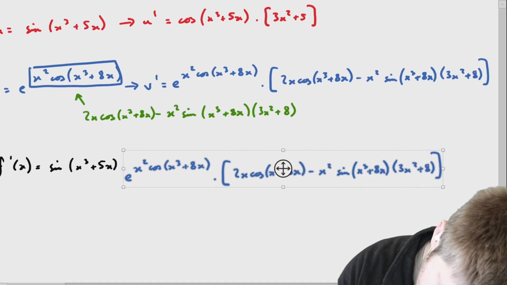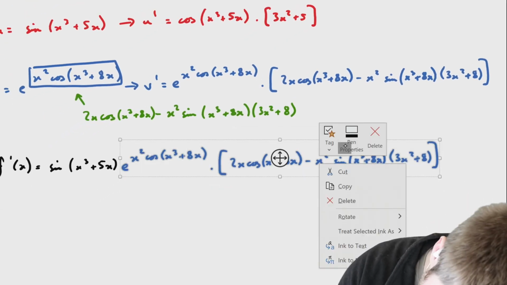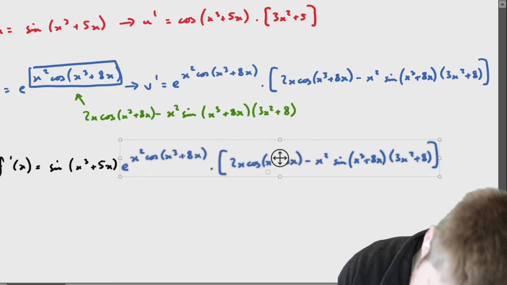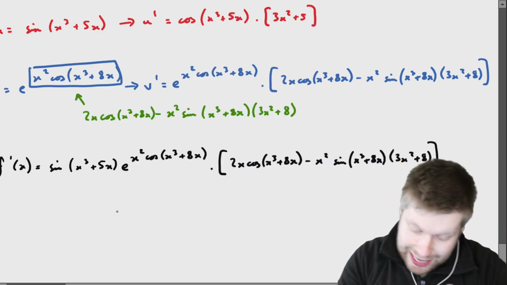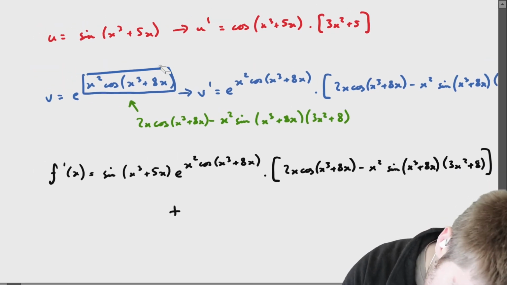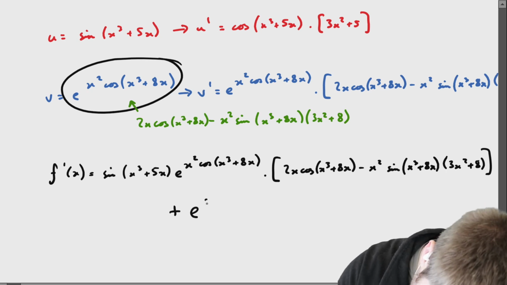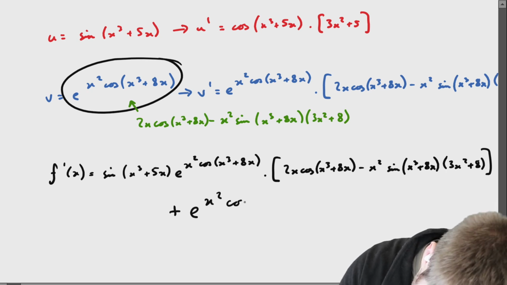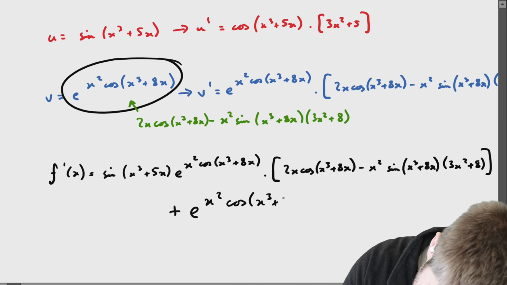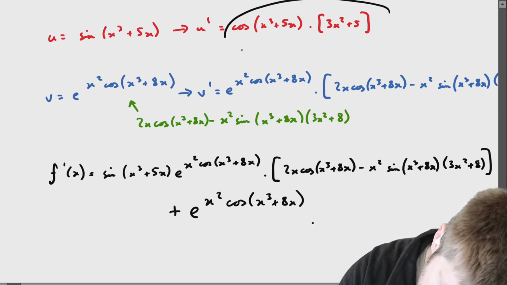Okay, the advantage of doing this on a tablet rather than having to write it by hand. And in fact, I will just change it to black to make it look as if I haven't just copied and pasted it. There we go. Okay, then I need to add it to, so I need to do it the other way around now. Let's take v now, which is my e to the power of x squared cosine of x cubed plus 8x, multiplied by the derivative of u, which is this thing here.